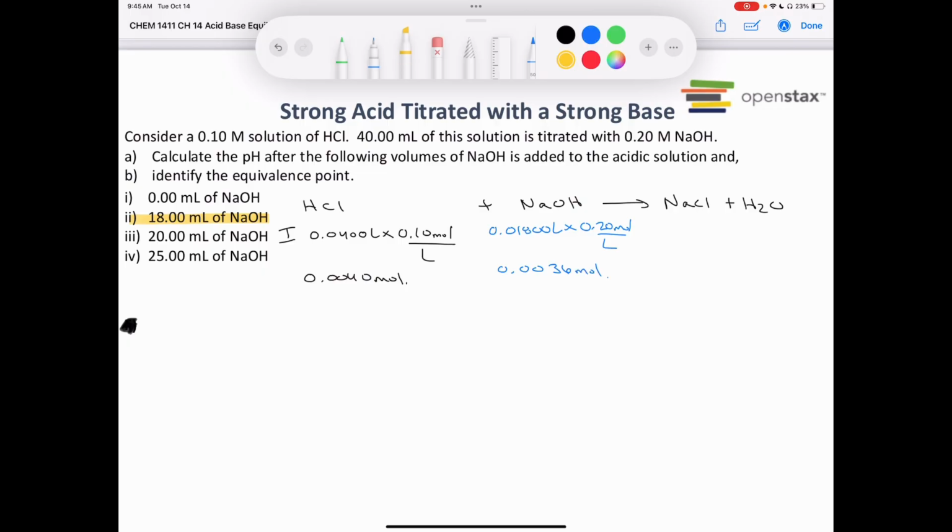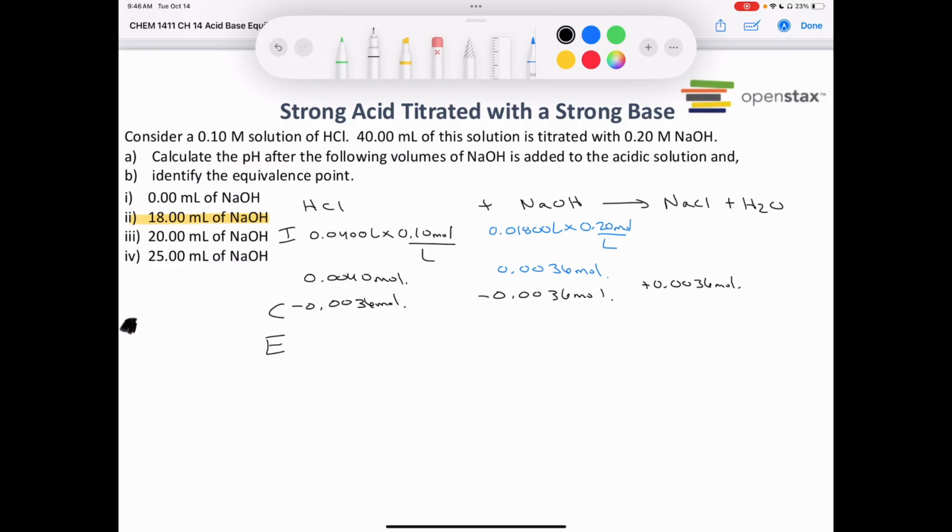So you can see here that the sodium hydroxide is the limiting reactant because we have 0.0036 moles and we have 0.0040 moles of HCl. So let's figure out what our change is going to be. We're going to lose all of our sodium hydroxide, 0.0036 moles, and we're going to lose 0.0036 moles of our HCl. Of course, we're going to gain 0.0036 moles of our NaCl, but we know that sodium doesn't affect the pH of a solution and chloride doesn't affect the pH of a solution. So we can kind of ignore that.